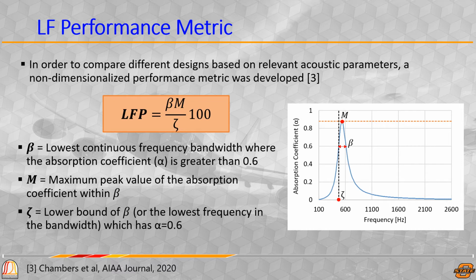This LFP uses variables such as beta, which is the lowest continuous frequency bandwidth where the absorption coefficient is greater than 0.6, m, which is the max peak value of the absorption coefficient that is within beta, and zeta, which is the frequency in which the line first crosses the absorption value of 0.6.